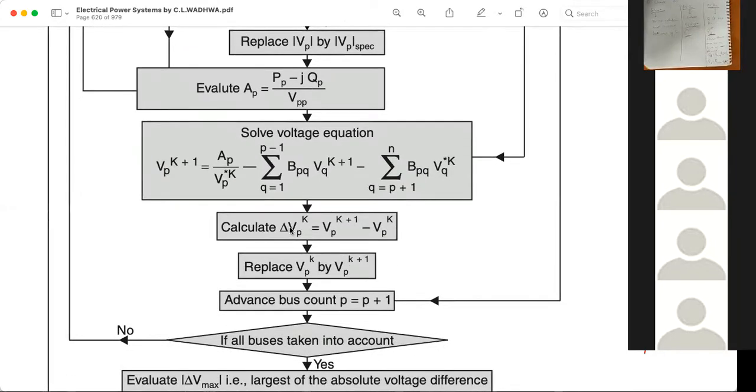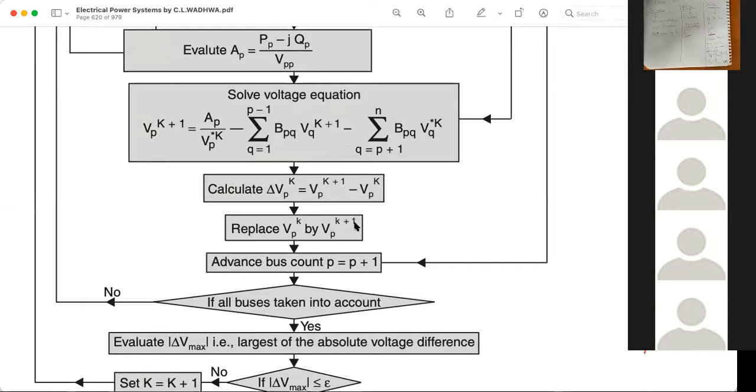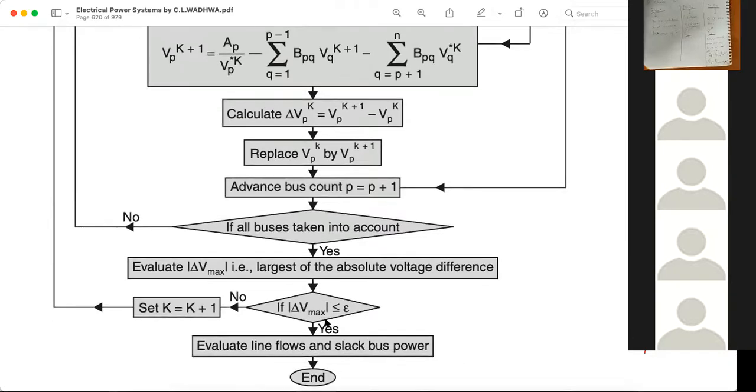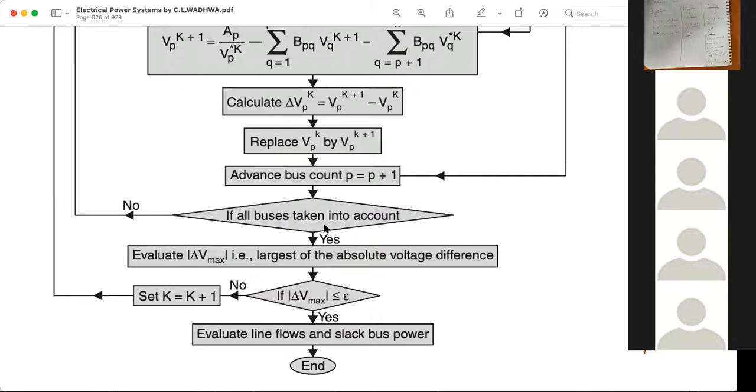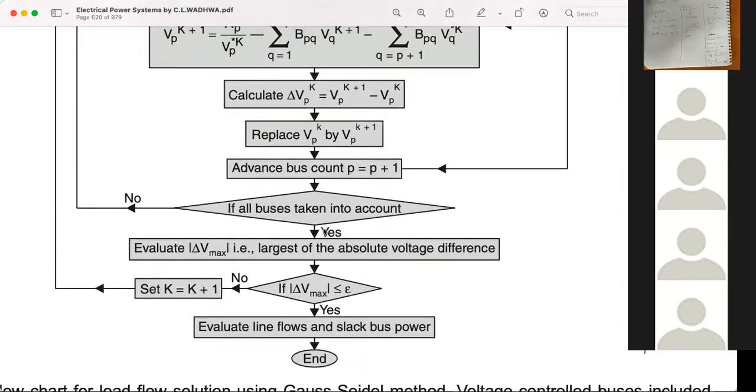And then we will calculate the change in voltage, and then we will replace VPK by VPK plus 1. Then we will advance the bus count, P equal to P plus 1. If all the buses are taken into account, then we will evaluate the largest change. If all the buses are not taken into consideration, then we will go for the next bus and again check for slack bus, PV bus, PQ bus, and then proceed accordingly.